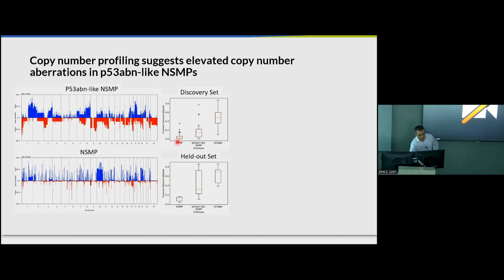What I'm showing here is the copy number burden for NSMP cases. These are the ones that we found have elevated copy number burden. And these are the P53 abnormal cases. So it's somewhere in between. It's not quite there yet, but it's somewhere in between.